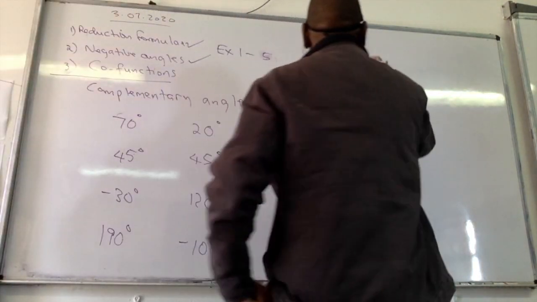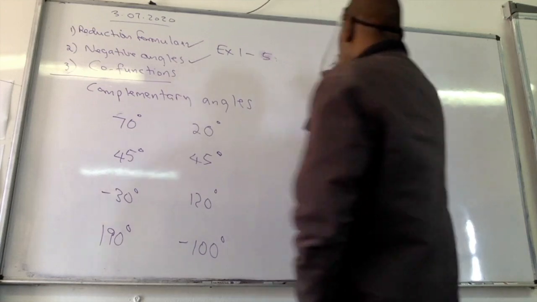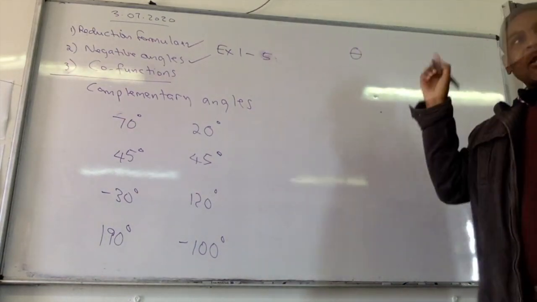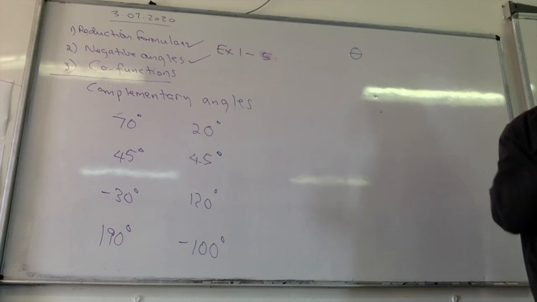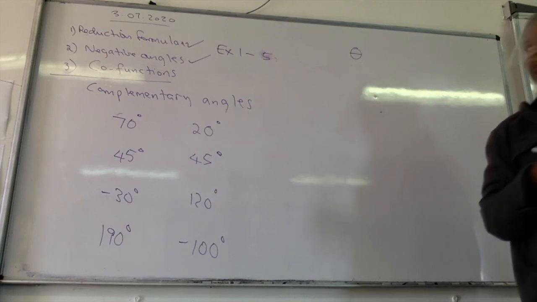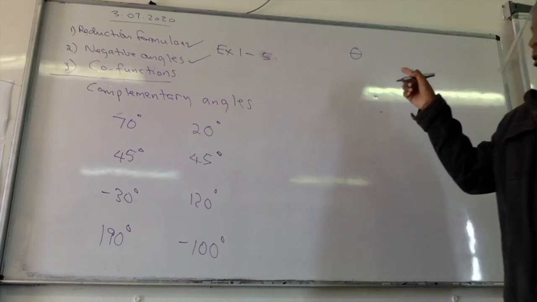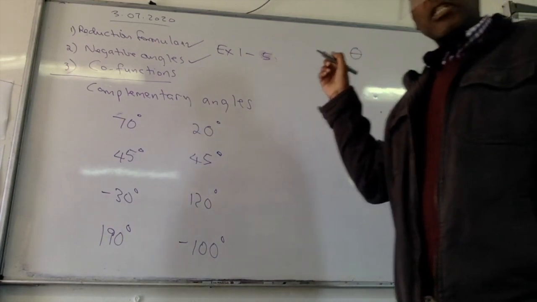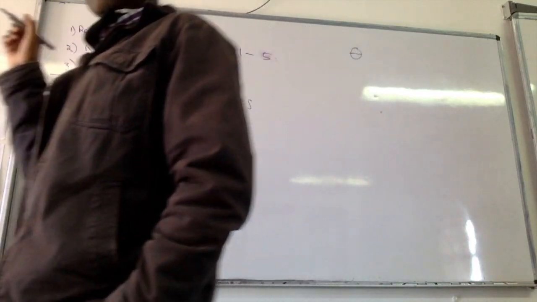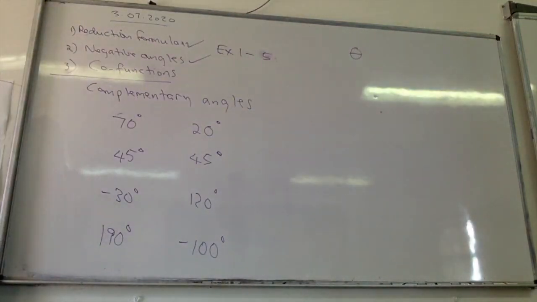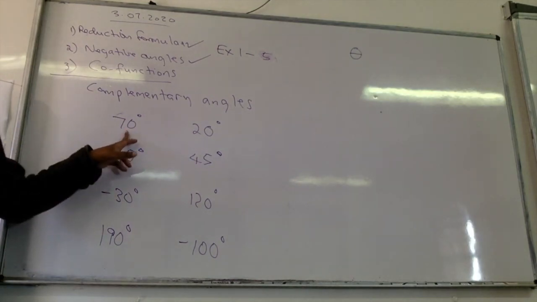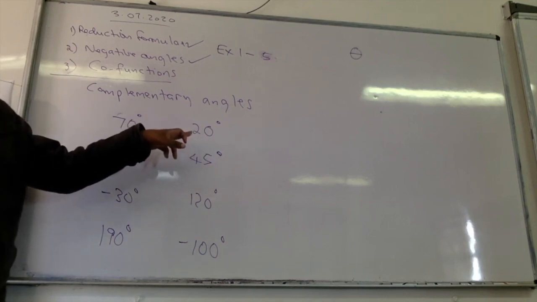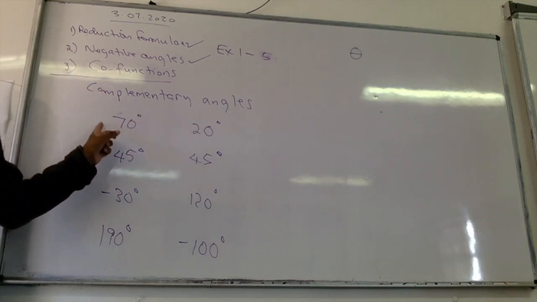Then if one of them is theta, then what is the other one? When we add them, we need to get 90. So if one of them is theta, then what is the complement of theta? 90 minus. Okay, let's start again. If one of them is 70, then what is the second one? 20. How did we get 20? We said 90 minus 70.